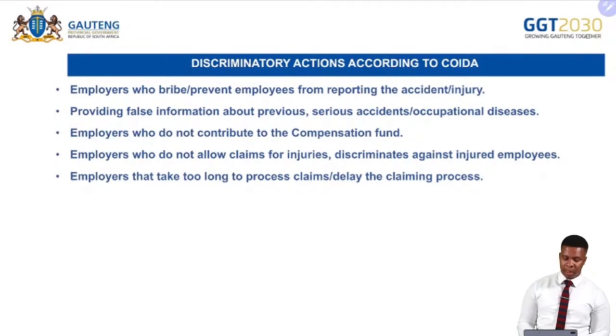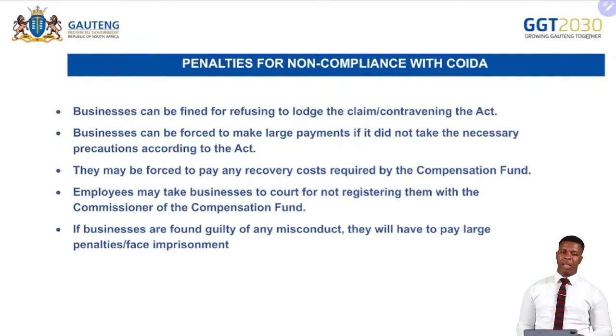And then employers that take too long to process claims or delay the claiming process are also considered to be discriminating against the employees. What can be the penalties? Because the discriminatory actions in a way show signs of failing to comply. So penalties are punishments that can be now laid for that particular business or employer who has failed to do what is right to promote the safety of their workers.